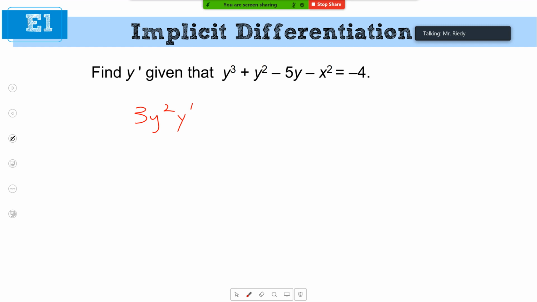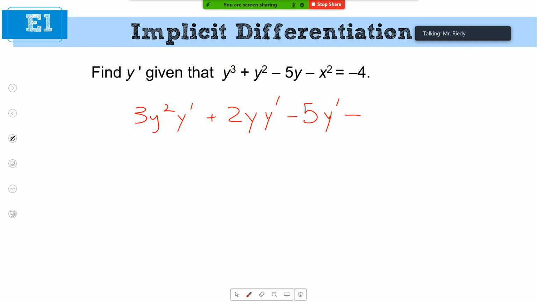Because that says I took the derivative of y with respect to x, plus the derivative of y squared. The derivative of anything squared is just 2 times that anything, but again, there's a y there, so I have to include a y prime. The derivative of negative 5y would be negative 5, but again, took a derivative with respect to y, so I get a y prime. Let's stop there for a second and check for some understanding. Are you following what's going on here?